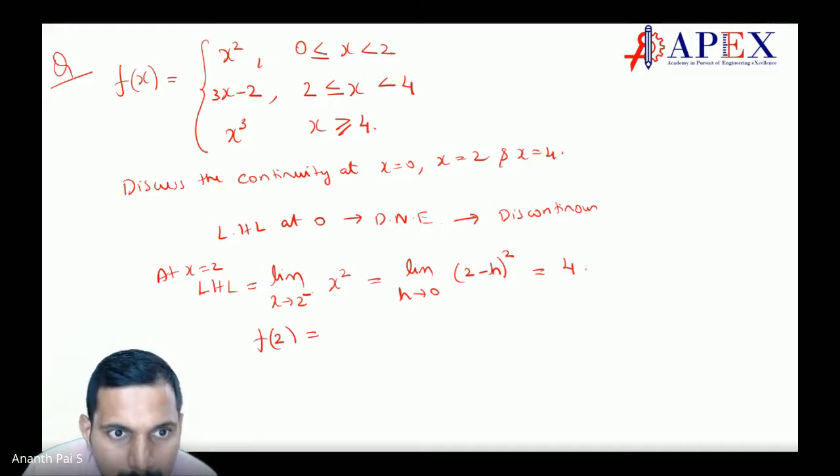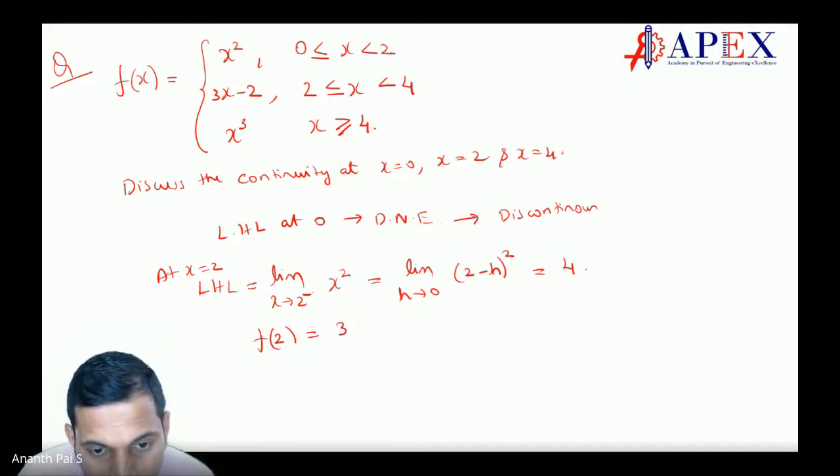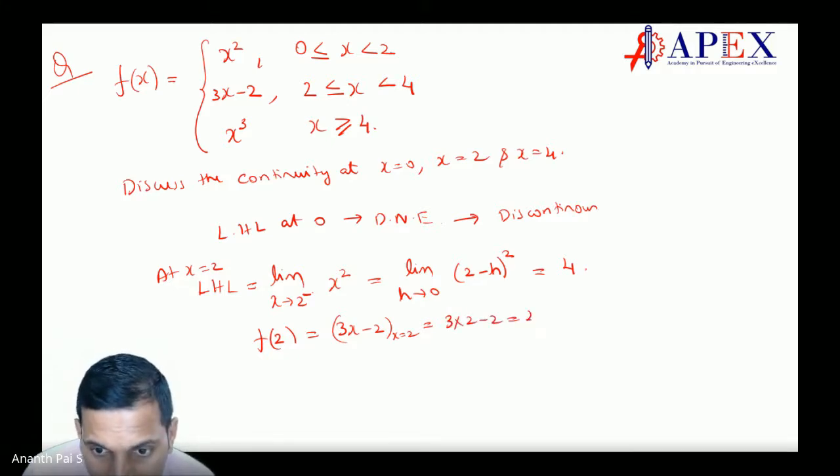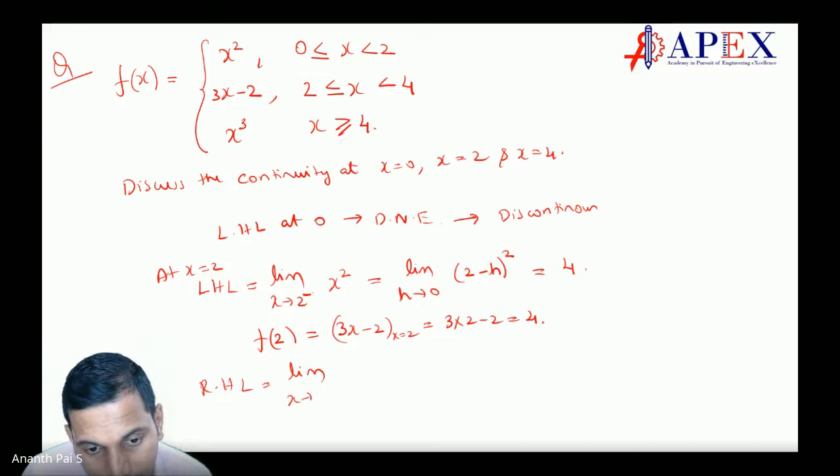When 2 is put here, it is 3 into 2 minus 2, which is, sorry, I'll write it properly, 3x minus 2 at x is equal to 2, correct? What is that? It is 3 into 2 minus 2, which is equal to 4. Now let us take the right hand limit. Right hand limit is limit x tending to 2 plus.